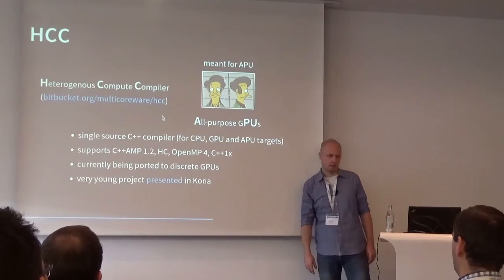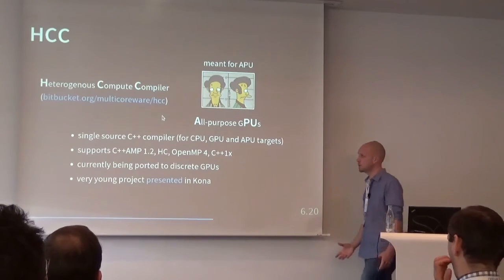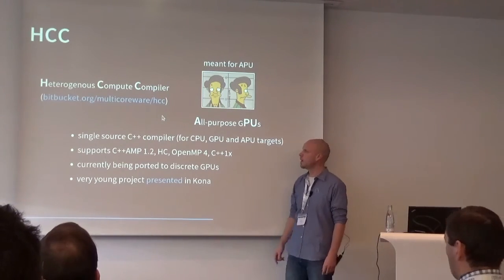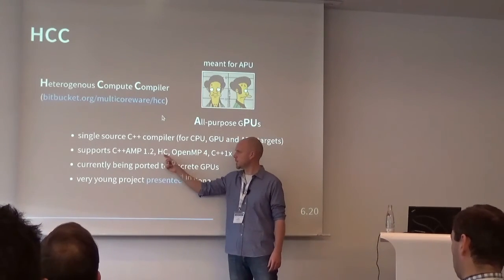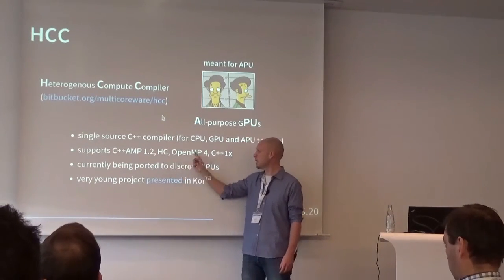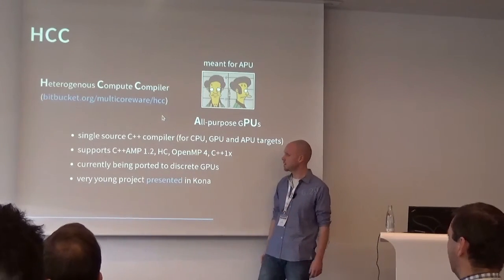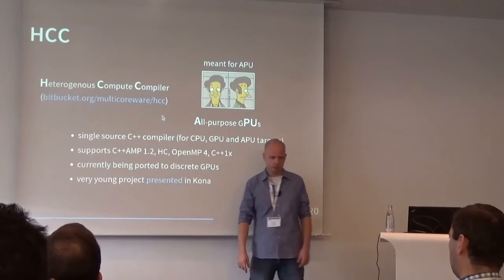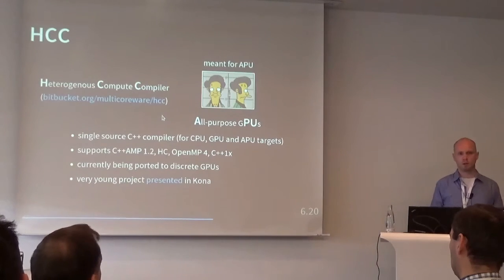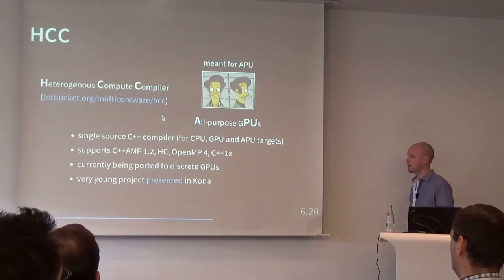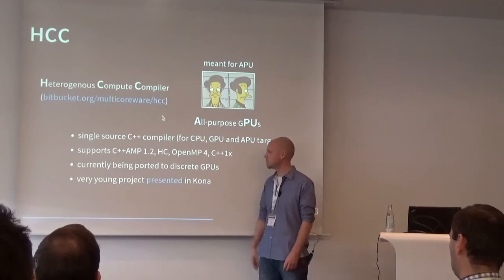The promise here is that it's a single-source C++ compiler for CPU, GPU, and APU targets. Again, it supports a whole lot of standards: C++ AMP and HC, which I will talk about in a minute, OpenMP 4, and C++14, I think, and 17 potentially. It's currently ported to discrete GPUs, something I work with mostly. So the idea originally was, okay, let's put something out for APUs, and now AMD has decided to go forward and extend capabilities to discrete GPUs.